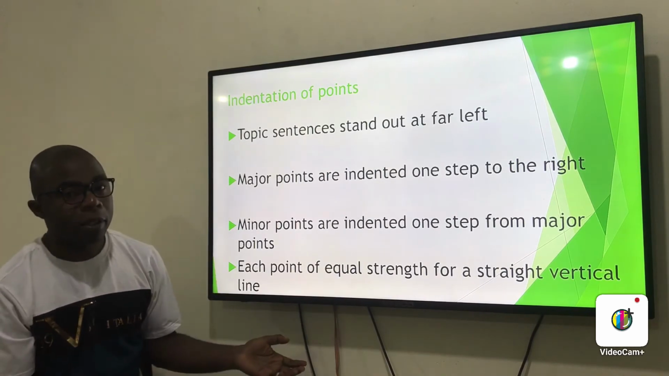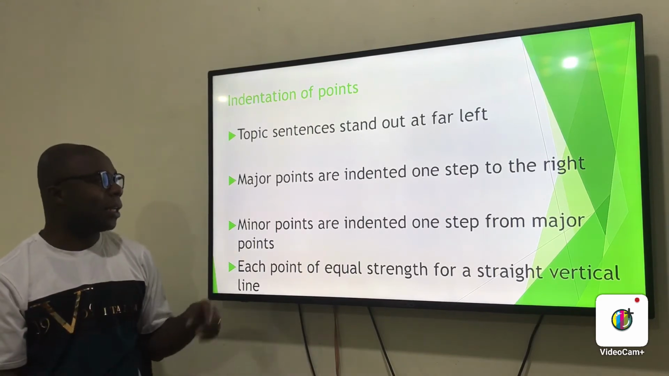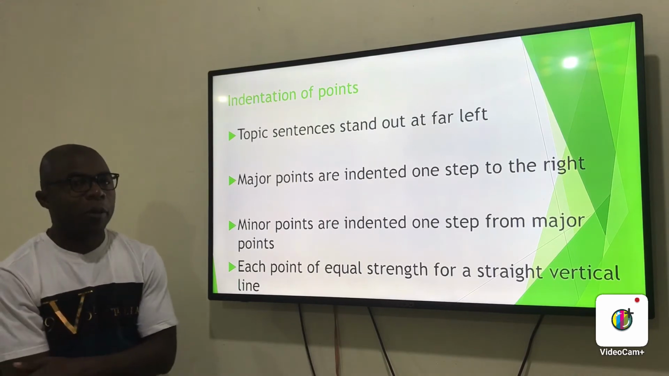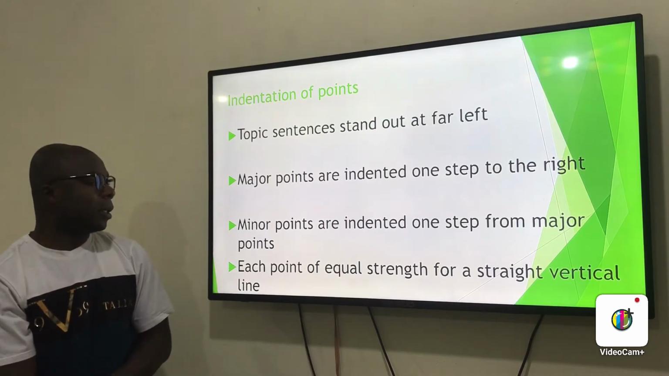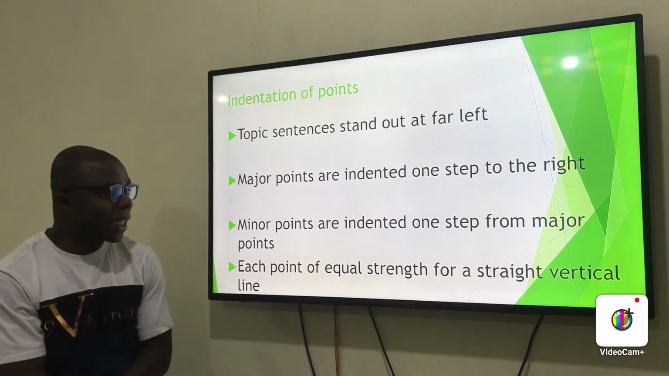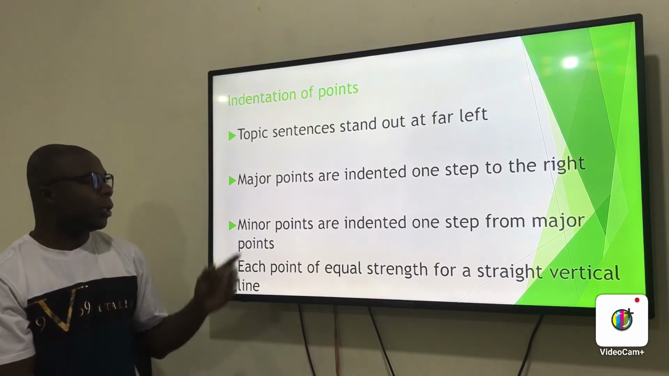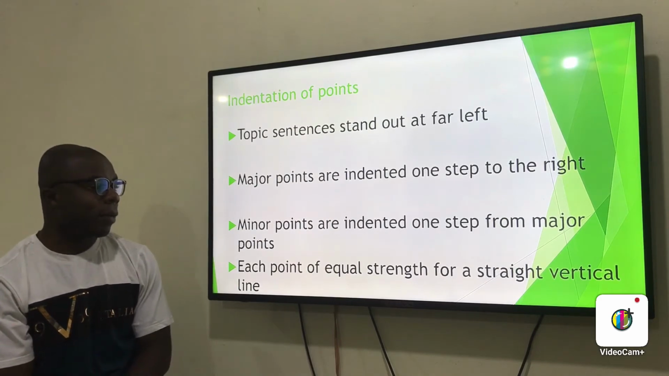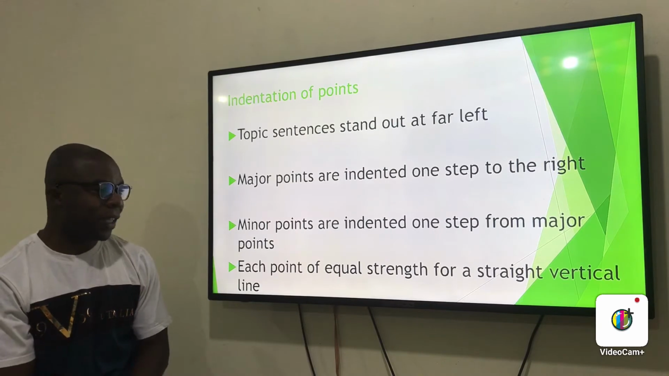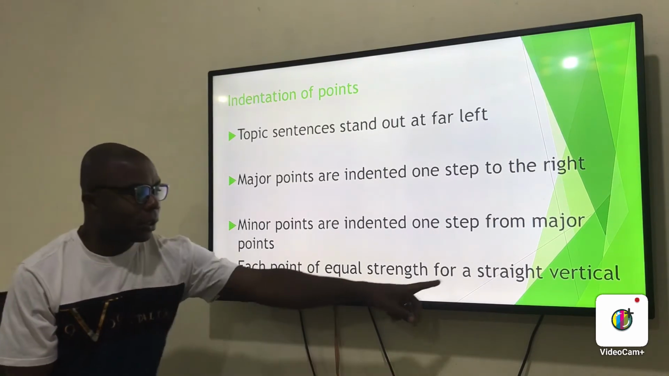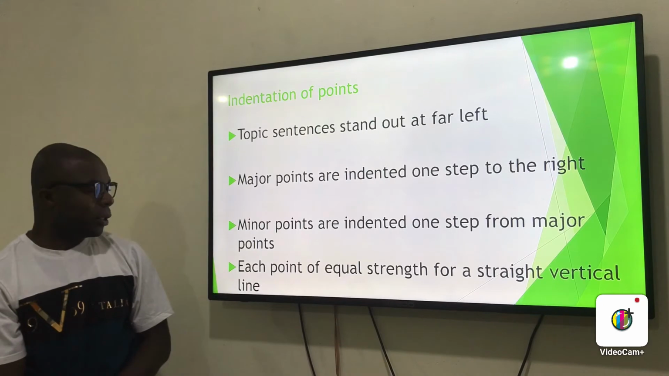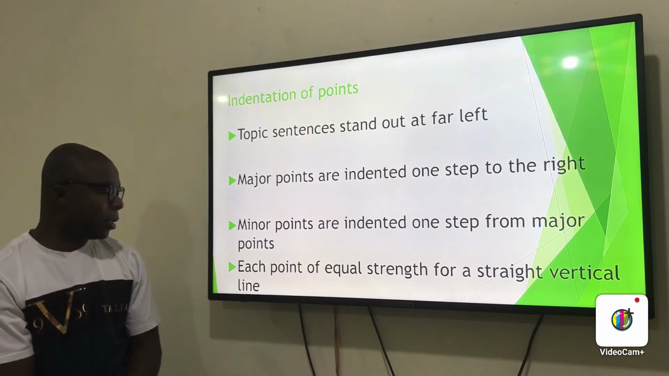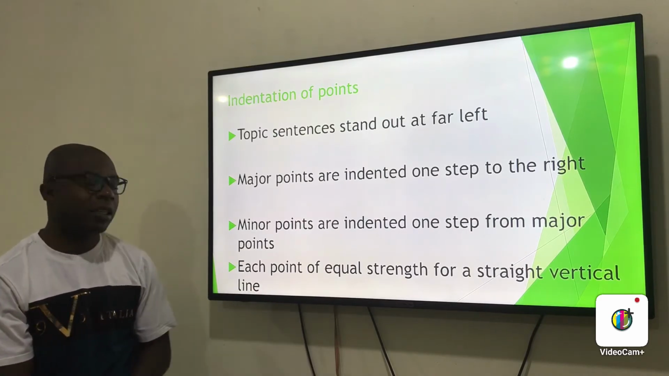It could be 2 steps. You just have to be clear that the major support points are not in the same line with the topic sentences in your outline. And then we come to the minor point that is indented one step from the major point. So that's it. And each point of equal strength forms a straight vertical line, each point.